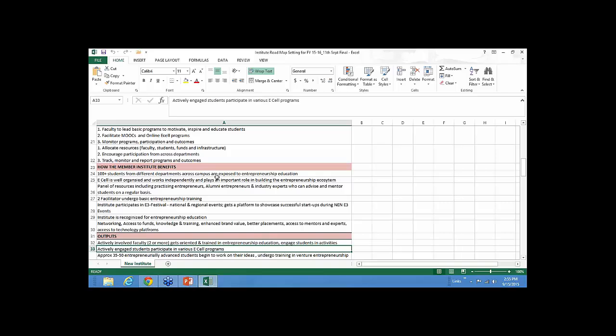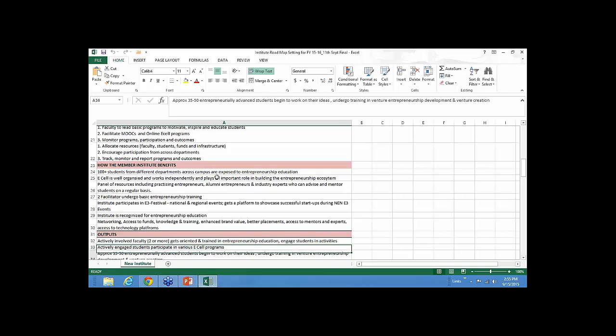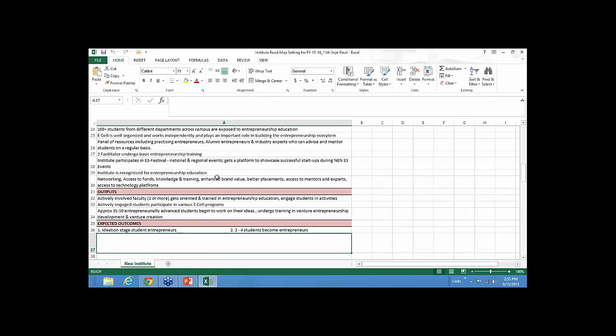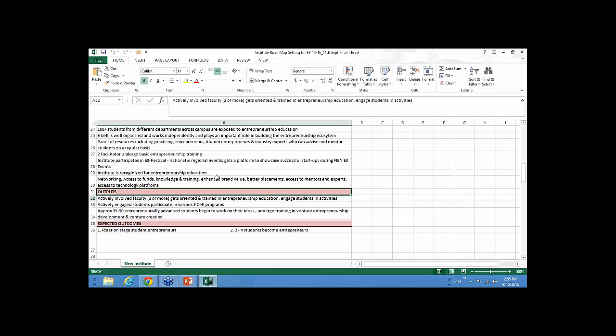The last 2 points that we want to talk about, when you put your plan in place, is that you need to really focus on what are the outputs that you want from your activities at the end of the year, and what is the expected outcome.